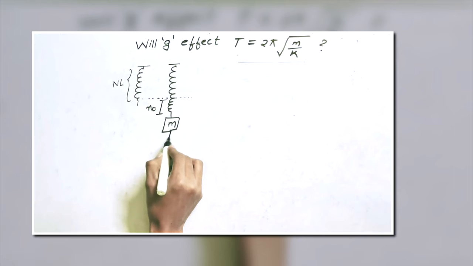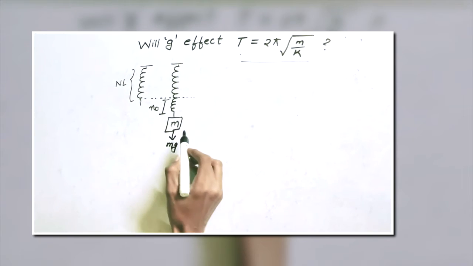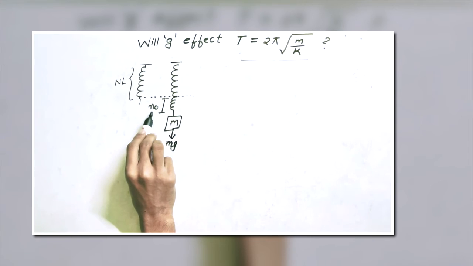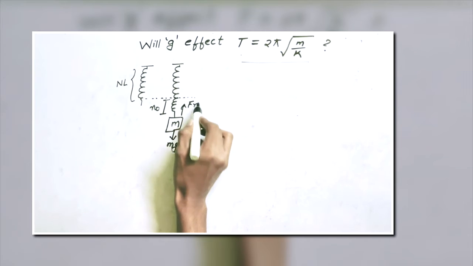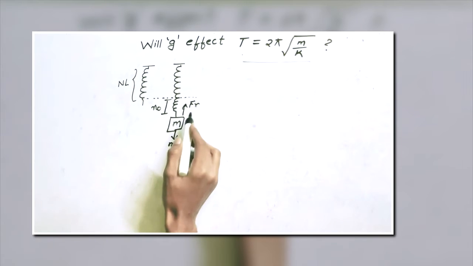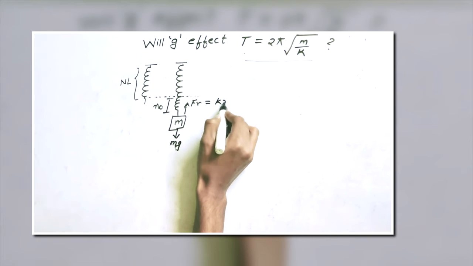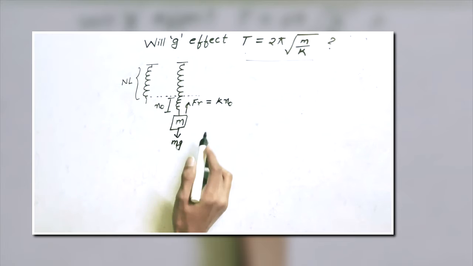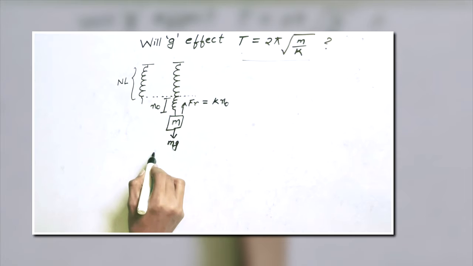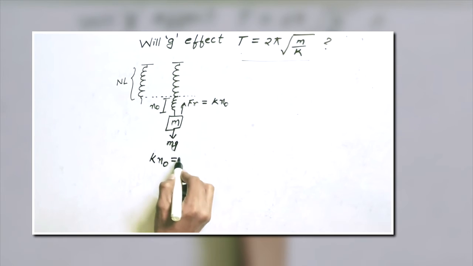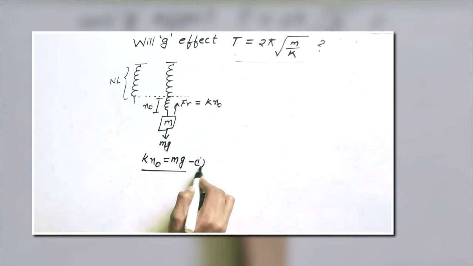So due to the mass, a force mg will be acting downwards, and the spring, due to extension x naught, will exert a restoring force on this block. So this restoring force will be k into extension, that is k x naught. So this is an equilibrium, so this force balances this force. So from here we can write k x naught is equal to mg. So this is our first equation that we are getting.